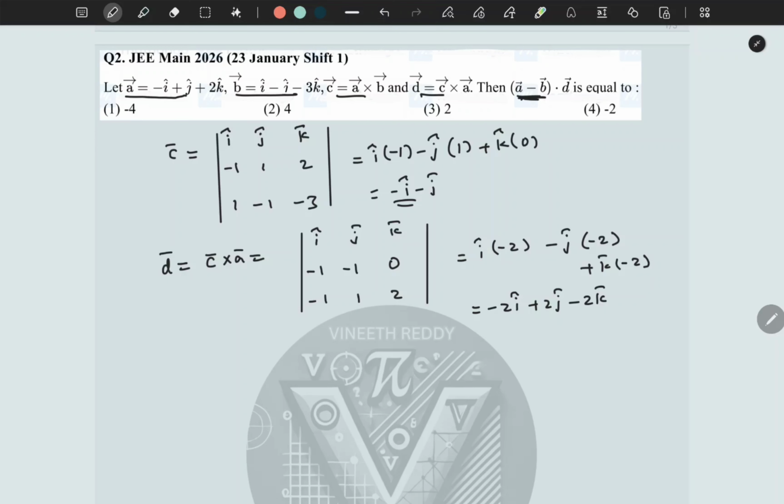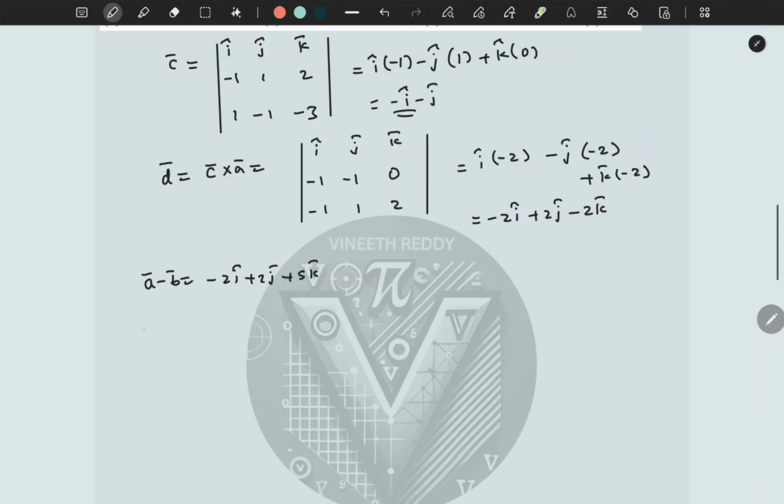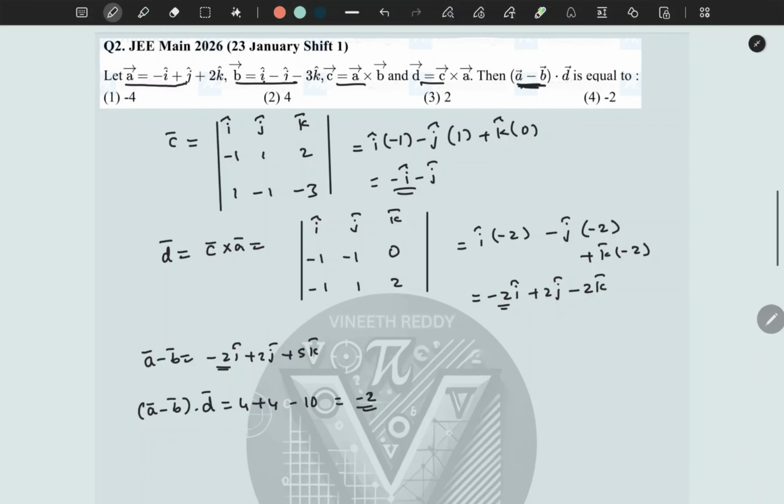Now what do we want? Achha, we want A minus B. Very simple. A minus B will be minus i minus 2i, j minus of minus j is plus 2j, 2k plus 3k is plus 5k. So what is asked is A minus B dot D. Achha, how do we take the dot product? Multiply the coefficients of i. Minus 2 into minus 2 is plus 4, plus 2 into plus 2 is plus 4, plus 5 into minus 2 is minus 10. So 4 plus 4 is 8, 8 minus 10 is minus 2. Minus 2 should be the answer. Do we have it? Yes, option 4 is correct.